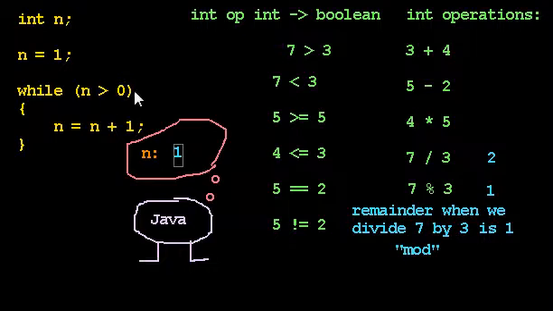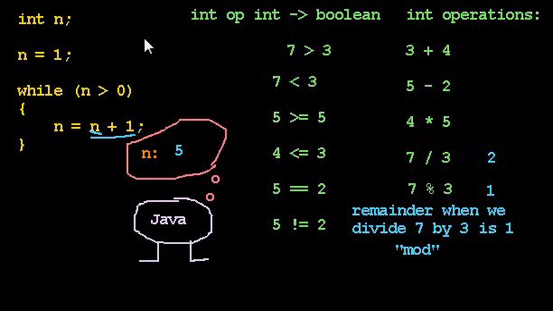Yes, true. So we enter the loop, and n gets the value of n plus 1. n is 1. So the value of n plus 1 is 2. n gets the value of 2, so n becomes 2. Java's thinking that n is 2. And then is 2 greater than 0? Yes. So we enter the loop again, n gets the value of n plus 1. That increments n to become 3, and then 4, and then 5, and then so on.